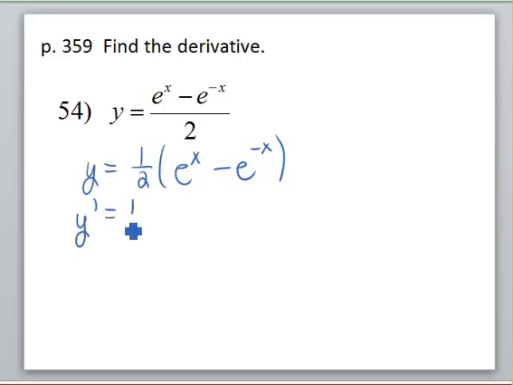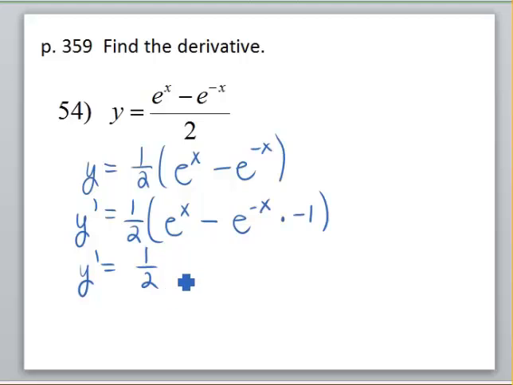The derivative is 1/2, and then I'll take the derivative of each part. e to the x is e to the x, minus. I'd write down e to the negative x, and I'm going to take the derivative of negative x, which is negative 1. y prime then is 1/2 times e to the x, and that would be plus e to the negative x.